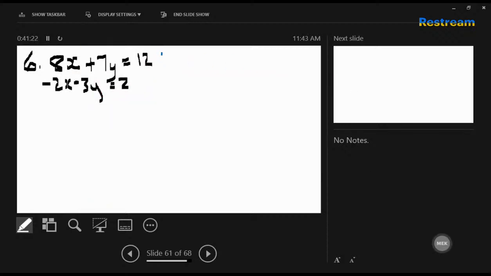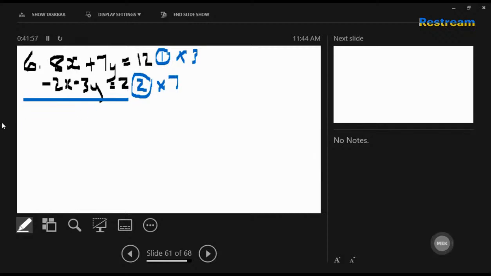So number 6: 8x plus 7y is equal to 12. That's our first equation. Negative 2x minus 3y is equal to 2. That is our second equation. Looking at them, we see that none of the coefficients are the same, so we're going to cross multiply the coefficients. I'm going to multiply equation 1 by 3 and equation 2 by 7.